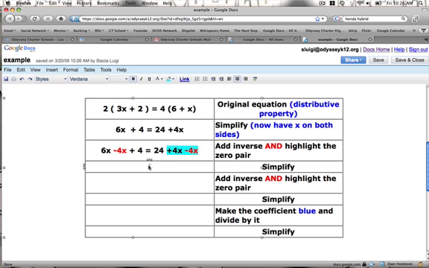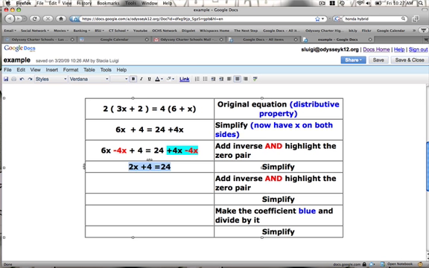Okay, come down into the next line, and you're going to simplify. Well, 6x minus 4x is 2x. Or another way of looking at that is 6x plus negative 4x, which also gives you 2x. Then you have the positive 4 there. And then you've got your equal sign. Then on the right side of the equal sign, all you have left is the 24 because the zero pair does not need to be written anymore. Okay, go ahead and make the font bigger on this step.